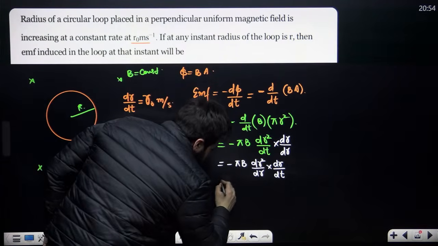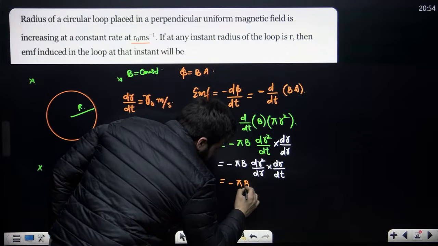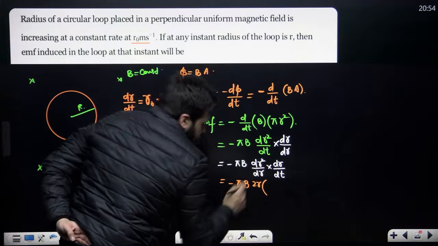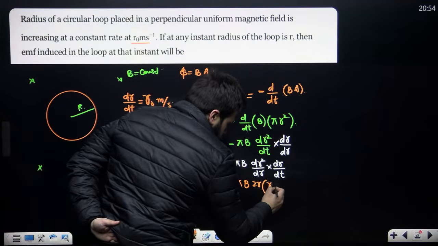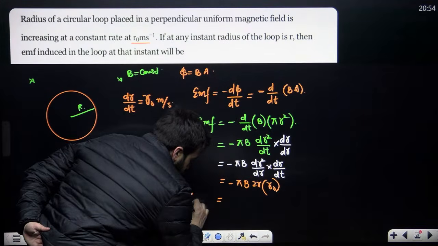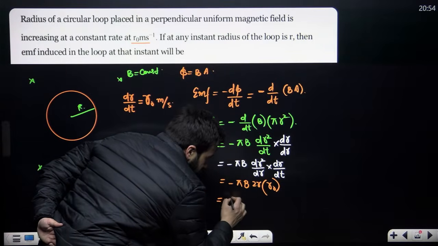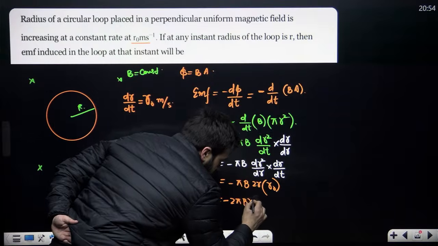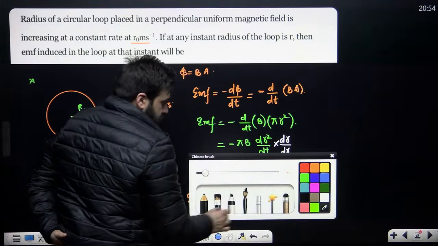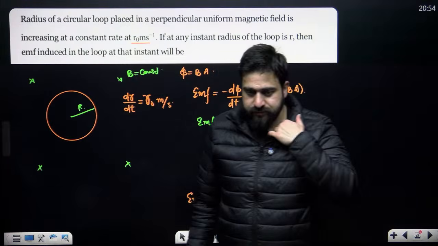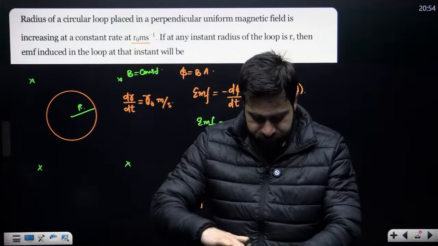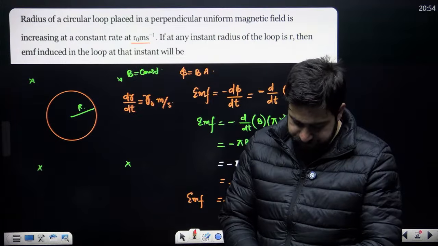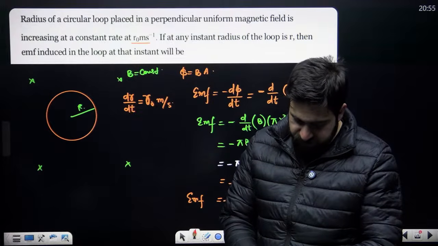You can put it over here. So this will be minus pi B. Differentiation of r square with respect to r will be 2r. And what is the value of dr by dt? That is R0. So EMF will be minus 2 pi B r R0. Tell me, is this clear? Tell me quickly.